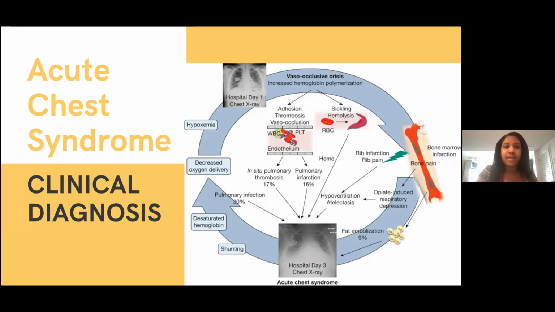These patients can rapidly decline and have a high mortality. So it's very important to upfront get a chest x-ray for patients coming in with a pain crisis to make sure they don't have any infiltrates, and two, to assess their symptoms very closely.